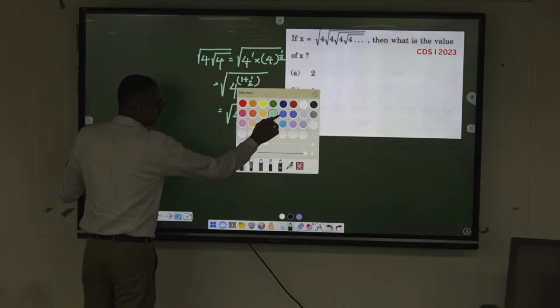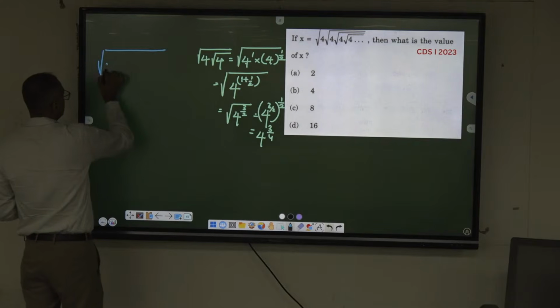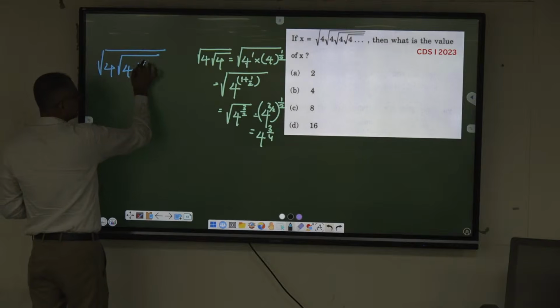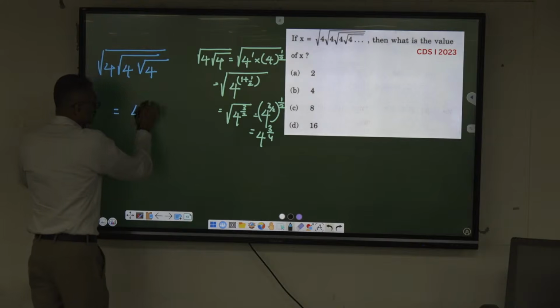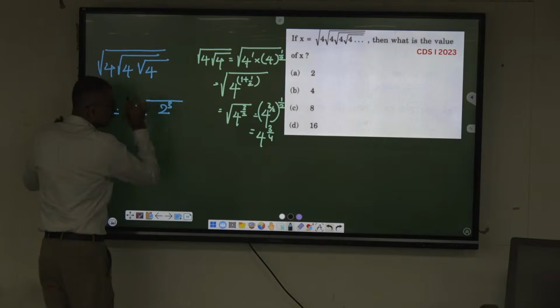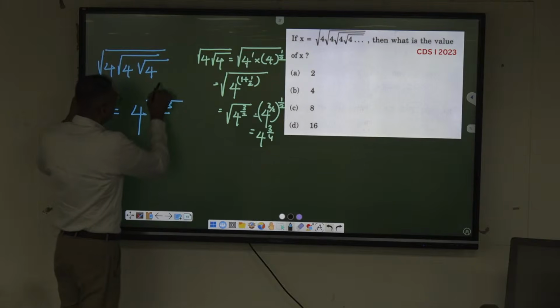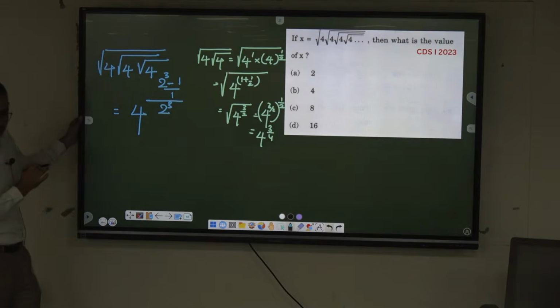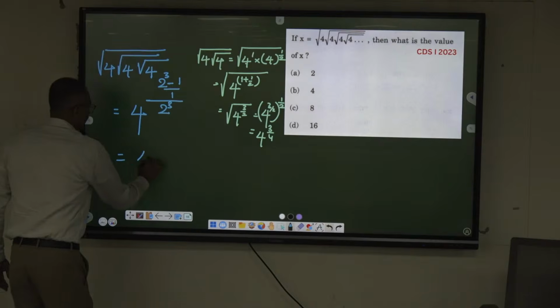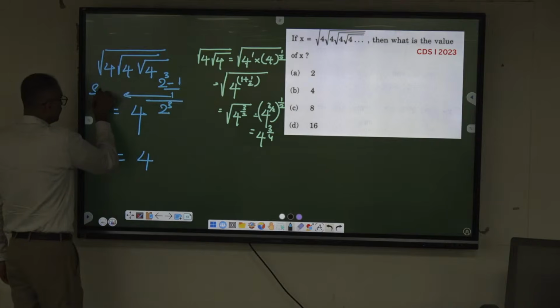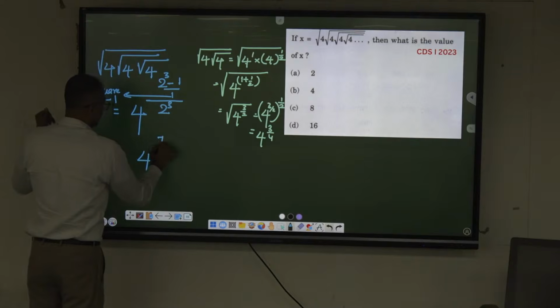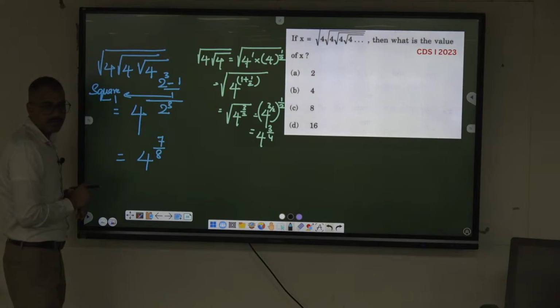If it is given 3 times like this, this is 3 times square, 2 cube. Similarly, this is 2 cube minus 1 divided by 1. What is 2 cube? 8. 8 minus 1? 7. This is 1 because this is square root. Square minus 1 has to be done. Similarly, 7 by 8 this one would be. Got it? 7 by 8.